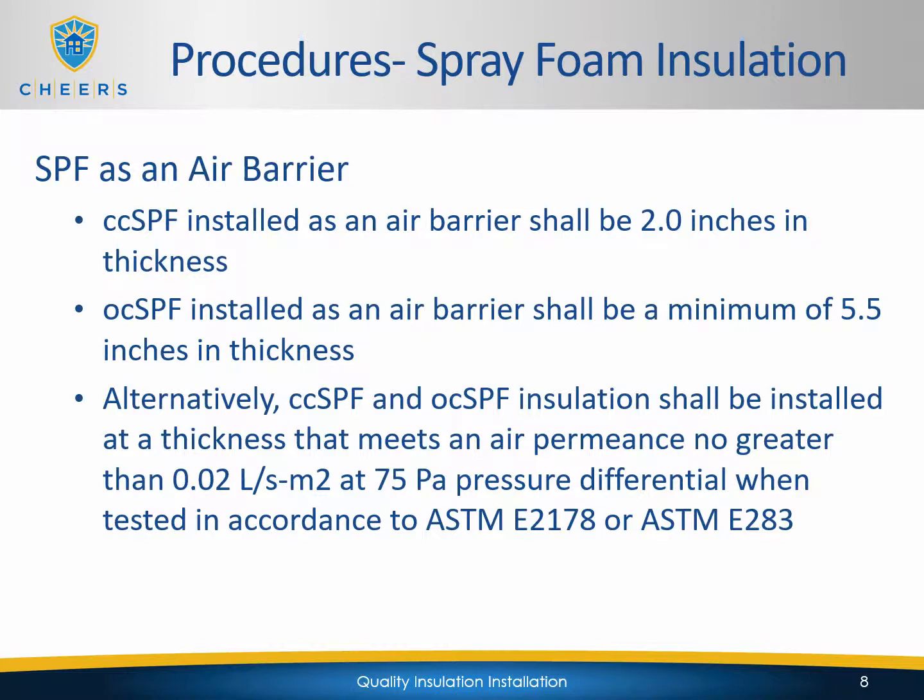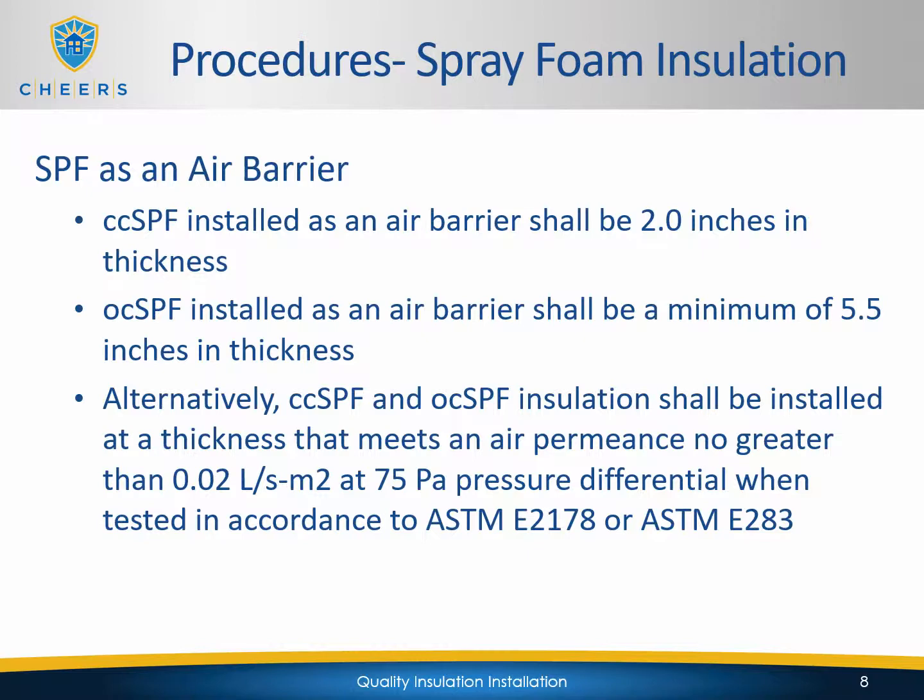Closed cell spray foam installed as an air barrier shall be 2 inches in thickness. Open cell spray foam installed as an air barrier shall be a minimum of 5.5 inches in thickness. Alternatively, closed cell and open cell insulation shall be installed at a thickness that meets an air permeance no greater than 0.02 at 75 Pascal pressure differential when tested in accordance with ASTM E2178 or ASTM E283.